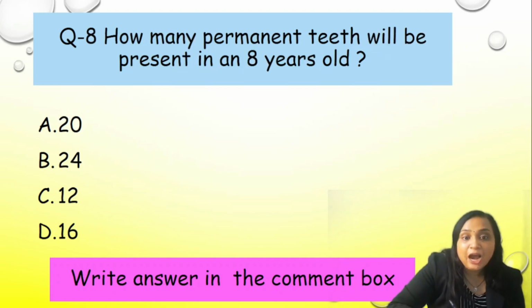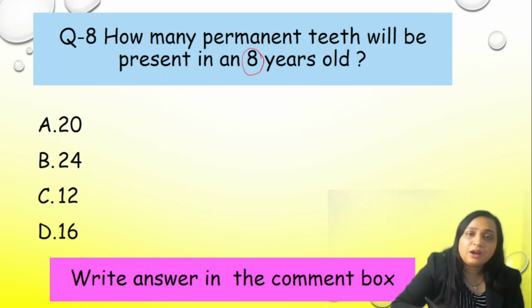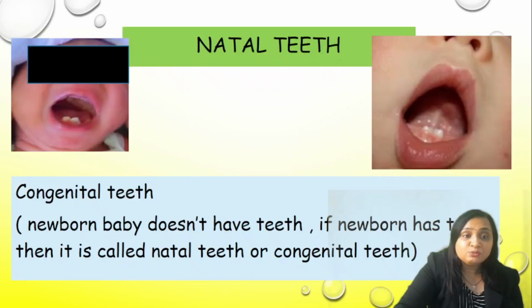Question number 8. How many permanent teeth will be present in an 8 year old? We have to calculate one quadrant and then count it for 4 quadrants. Your answers could be A 20, B 24, C 12, or D 16. It is very easy to count. Please stay connected for the next video, because in the upcoming video I'll be cracking the clue on how to count the teeth according to the age. So let's move on.